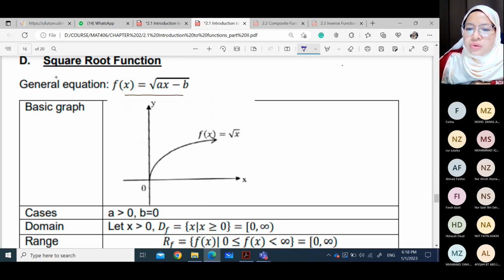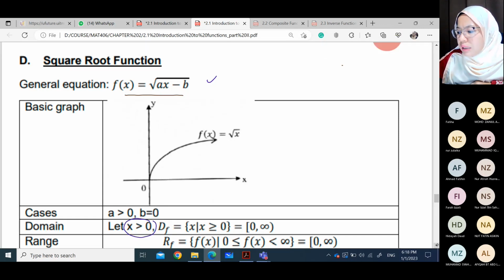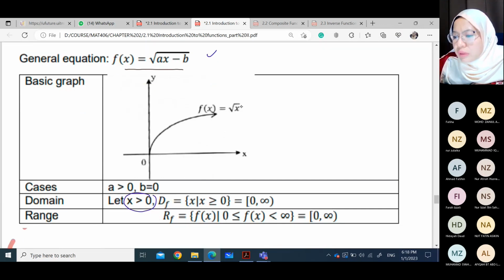Okay, so untuk square root ataupun untuk case yang ini, X dia mesti lebih besar daripada kosong. Ini syarat dia. Let X is greater than 0. Kerana untuk negatif 2, untuk X di dalam ini dia tak boleh negative number. This X must be always greater than 0. Greater than or equal to 0. 0 boleh. Negative 1, negative 2 tak boleh.